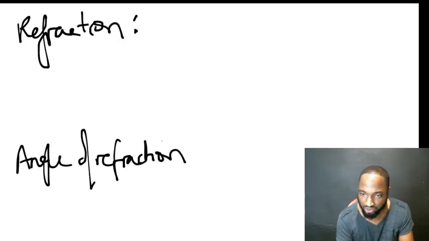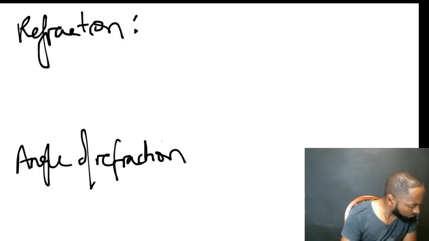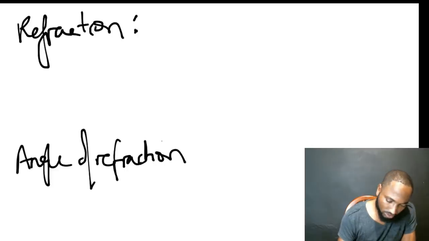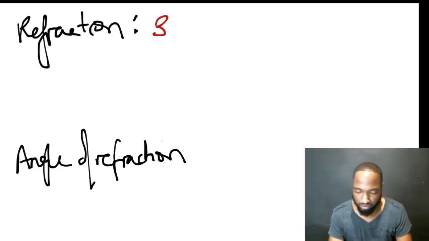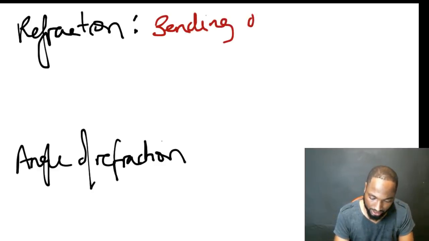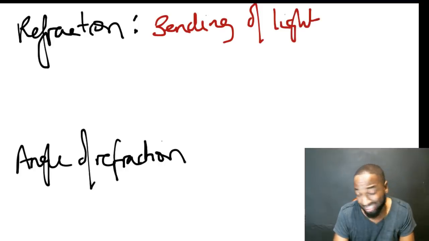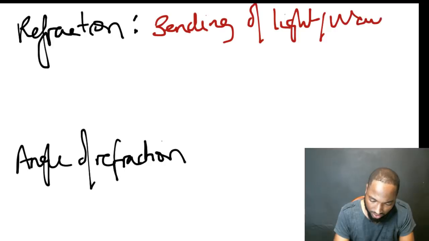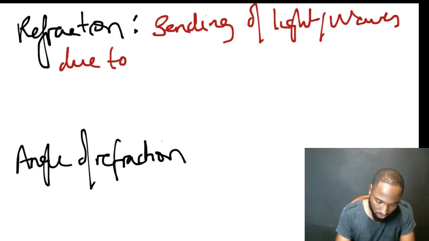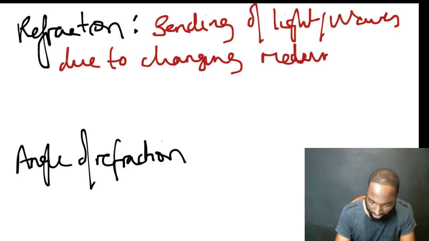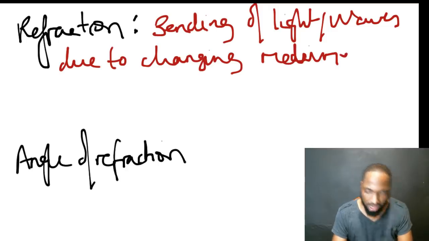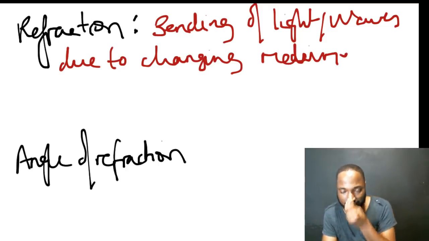So bending of light due to change in medium, bending of a wave, bending of light. Light or any other electromagnetic radiation, or waves, due to changing medium. So if we go from a more optically dense medium to a less optically dense medium, bending happens.